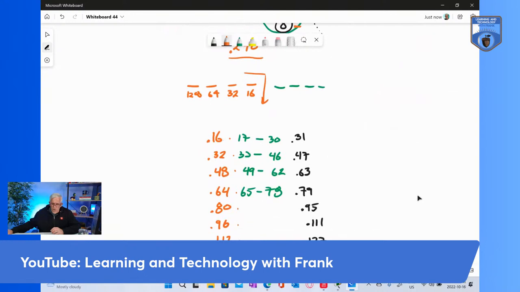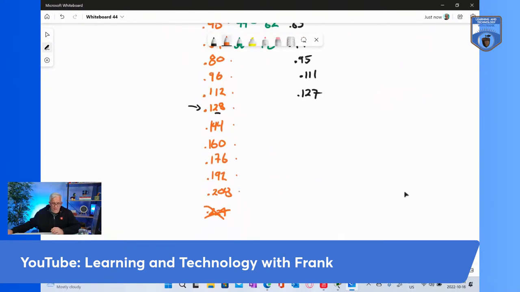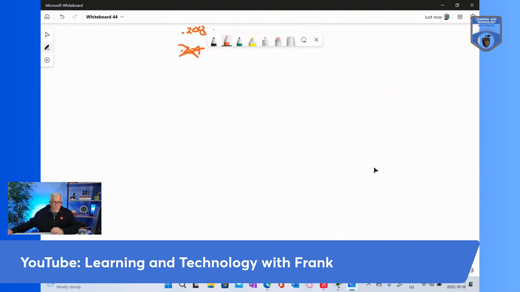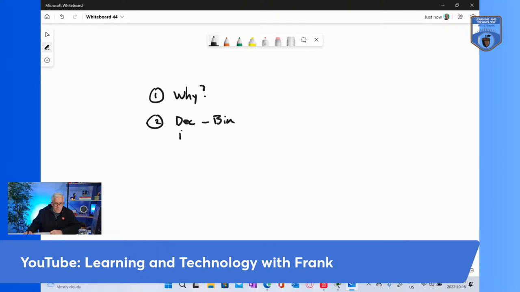What I covered tonight took about an hour and a half, and it's not super polished, just because it's off the cuff here, but hopefully you understood the things that we talked about. One, why we would want a subnet and why subnetting is important. The second thing was going from decimal to binary and binary to decimal. Then we talked about the magic chart.